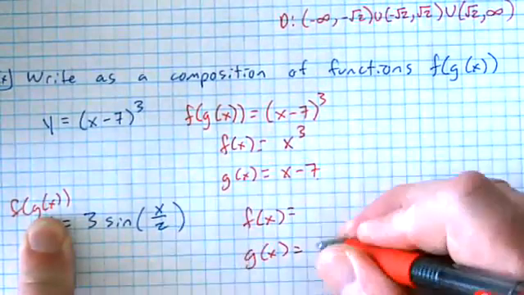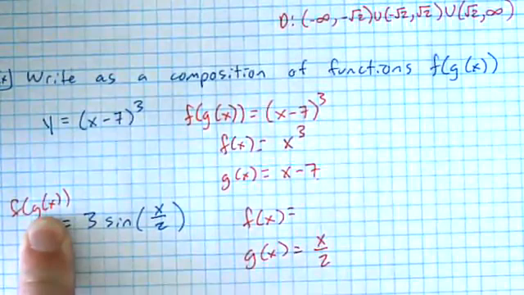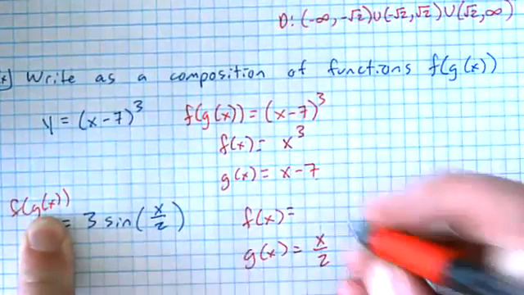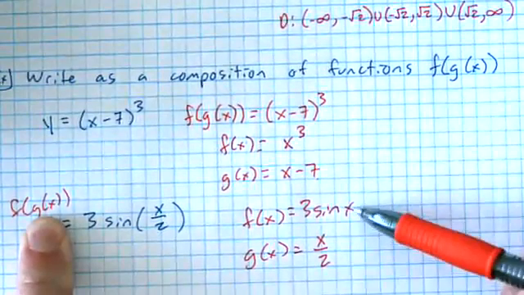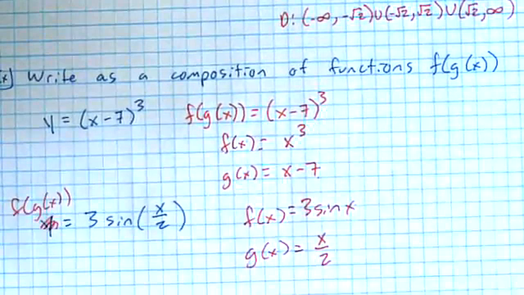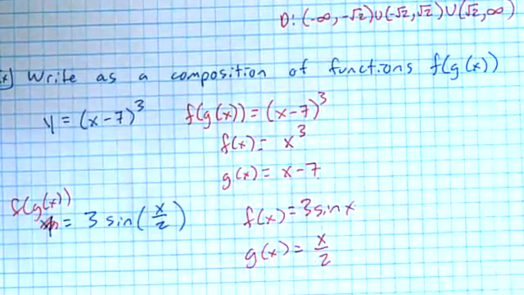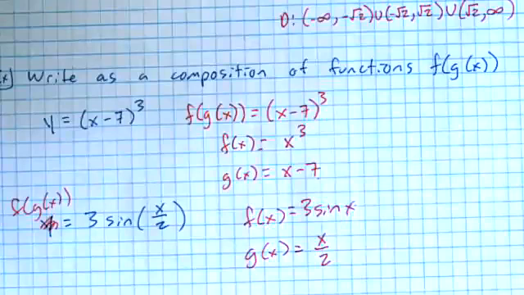x over 2, I agree. x over 2 has been plugged into what? 3 sine x. So if I took this x out and replaced it with x over 2, this is exactly what I would get, right? That's it. That's all they're asking you to do. They want you to get an idea for what's on the outside and what's kind of being pushed into it. Does that sound pretty easy? Yeah, you guys got this.